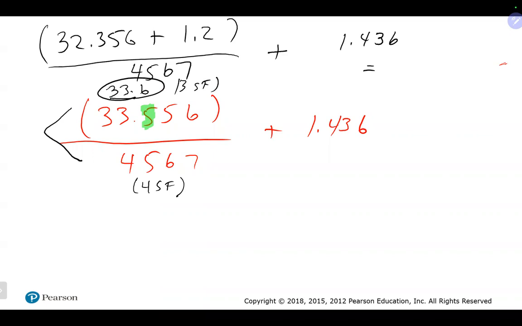So let's just say I rounded and went 33.6 up on top, divided by 4, 5, 6, 7 on the bottom. What I would get is 0.007357127, and the last thing I would do is add.